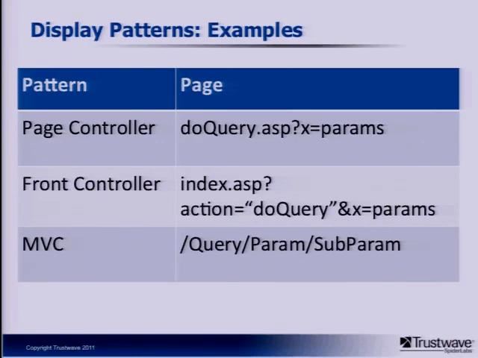If you see a front controller, it's going to say, here's my index, my action is do query, as opposed to being the page itself, and then it has parameters. And then finally, an MVC would be like query my param and then maybe a subparam, and then it goes ahead and queries the database for you that way. Does that kind of make sense as a common pattern?